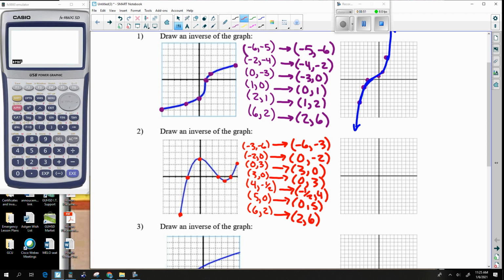So we have -6, -3, then 0, -2, 3, 0, 0, 3, -0.5, 4, 0, 5, and 2, 6. Okay. So again, it started at this dot and it zigged and zagged, and so it'll probably continue on in those directions.